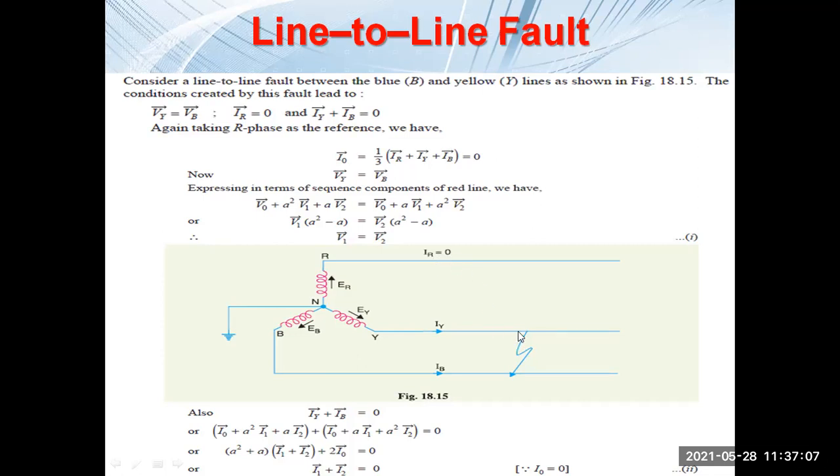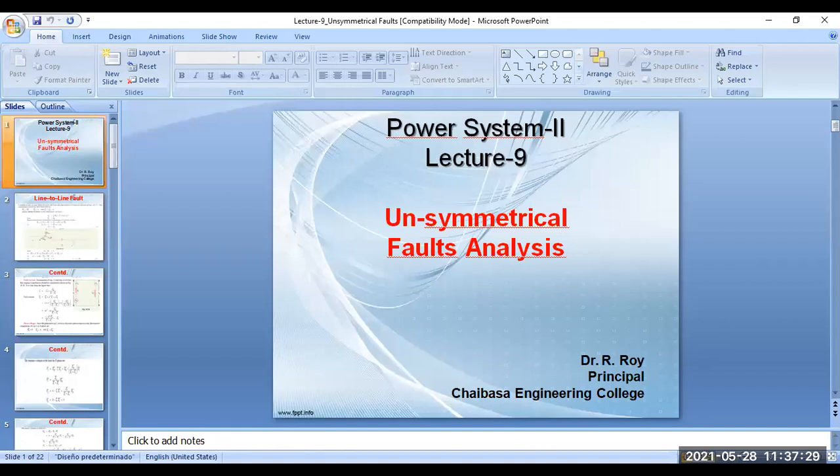Now, when there is a short circuit between Y phase and B phase, Vy will be equal to Vb. Yes or no? These two voltages will be equal because there is a direct short circuit between these two phases. And the second thing is Iy plus Ib should be equal to 0. Now I will tell you why this Iy plus Ib equals 0.